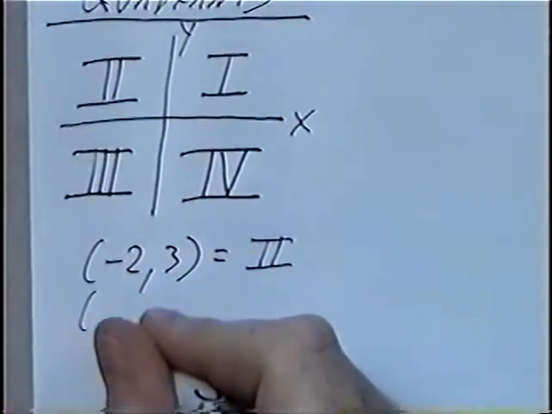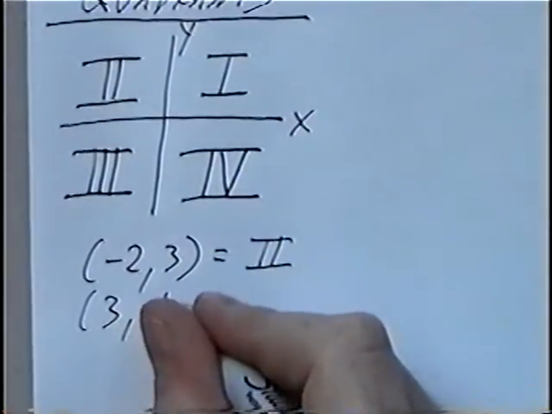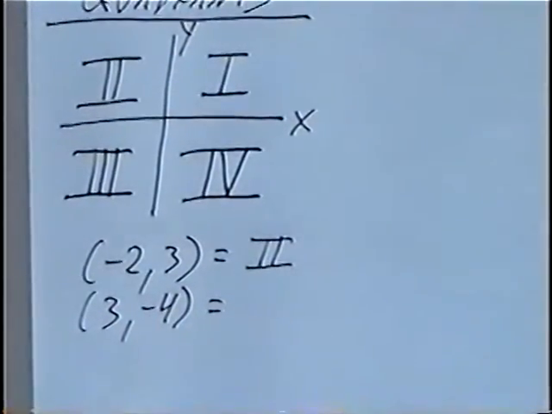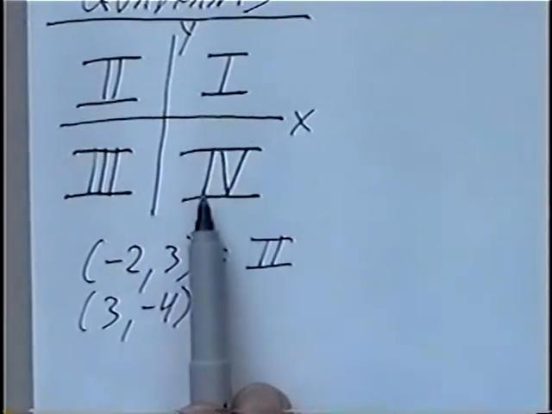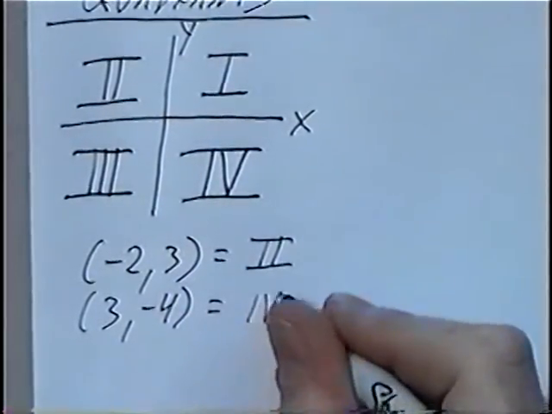Second point we'll look at is (3, -4). And again, we'll find out which quadrant the point (3, -4) is in. If you think about the point, 3 goes to the right, -4 would go down, and that would be in quadrant 4.